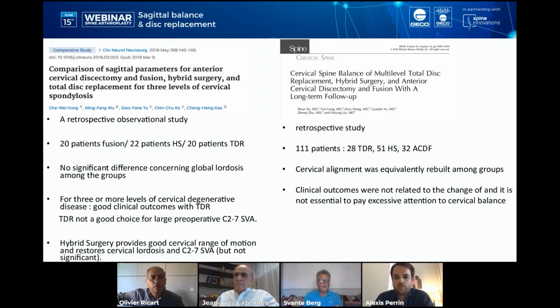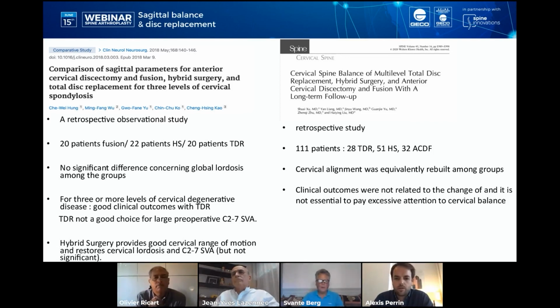On the left, the first one found no significant difference concerning global lordosis among the groups, but the authors determined good clinical outcomes with TDR for 3 or more levels. And they concluded that TDR was not a good choice for large preoperative C2-C7 SVA, contrary to hybrid surgery that provides good cervical range of motion and restores cervical lordosis and C2-C7 SVA, but we must be careful because there were no significant results.